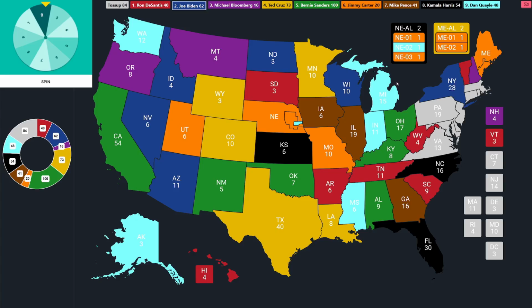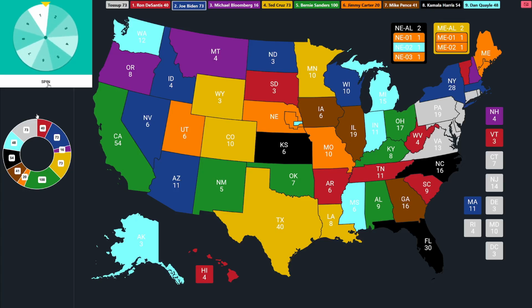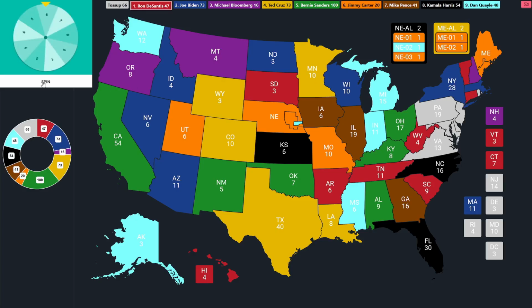Let's go next door, Massachusetts. 11 votes in the Bay State. Right on the line for Joe Biden. He's done it again. Connecticut is next, lucky 7. The Constitution State is coming to Ron DeSantis, number 1. We go next door, the Ocean State, Rhode Island. It's coming to number 6. That is Jimmy Carter. So now Bloomberg trails by 8.